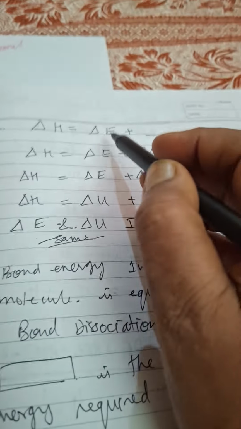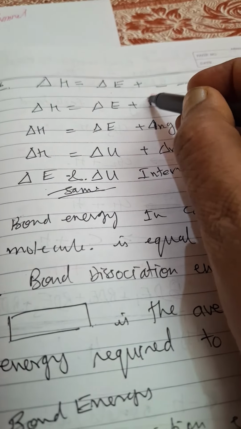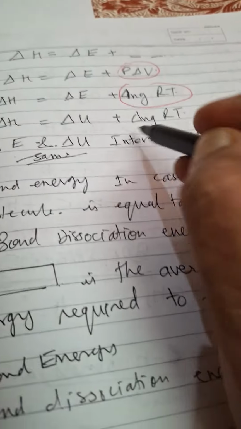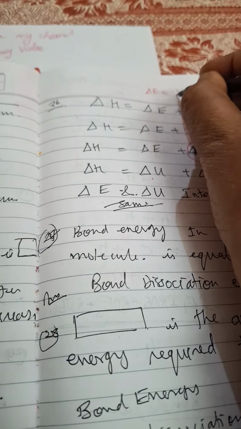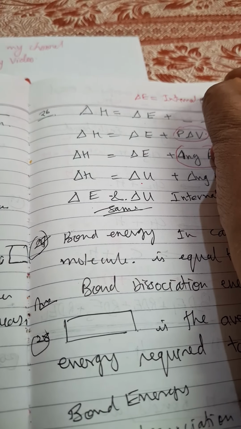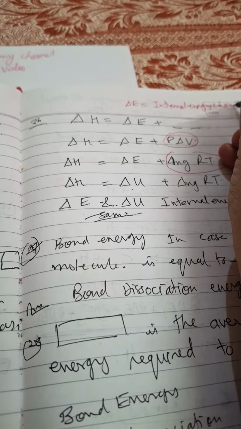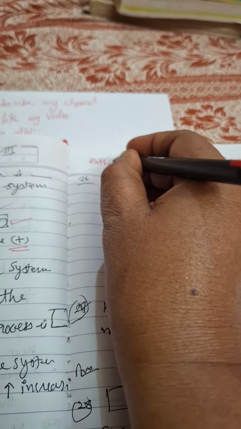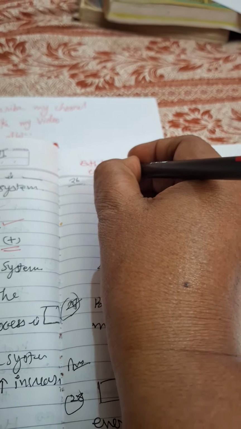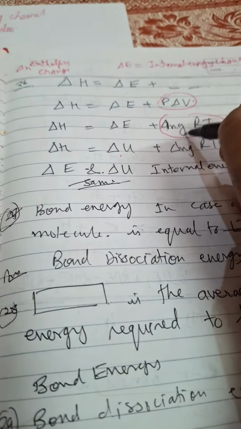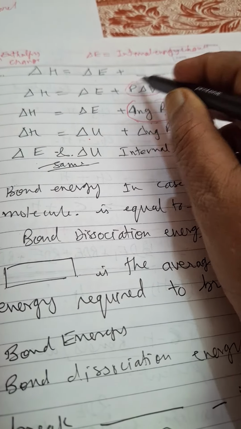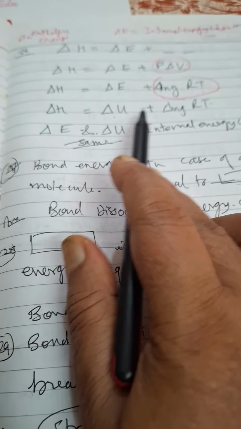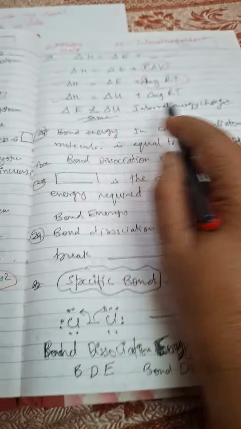Okay, now delta H is equal to delta E plus dash, P delta V. We can write it as P delta V, or as delta Ng RT, and we can write delta E. Sometimes this delta E is the internal energy change. Delta H is the enthalpy change. Delta Ng is gaseous products minus reactants, R is the gas constant, T is temperature in Kelvin. Here P is pressure, V is volume, and this is work. So delta H is equal to delta U plus delta Ng RT. All these equations can be there. Here delta E and delta U are one and the same.